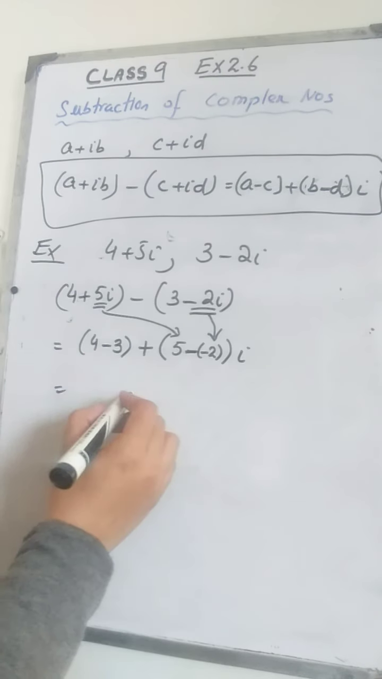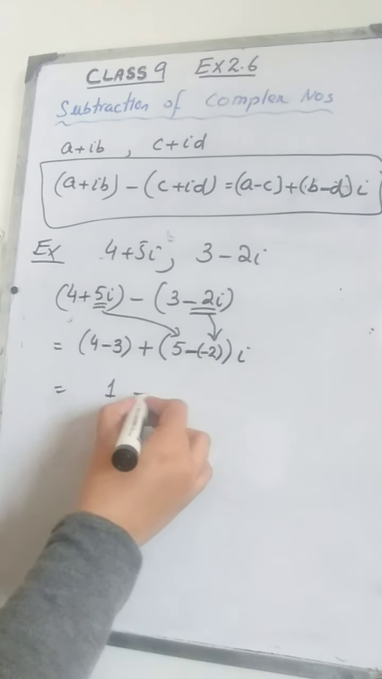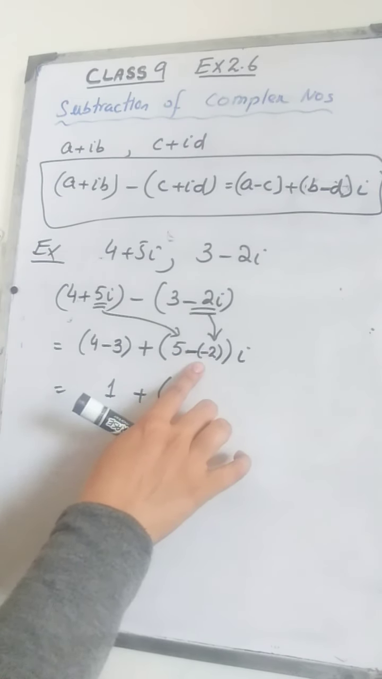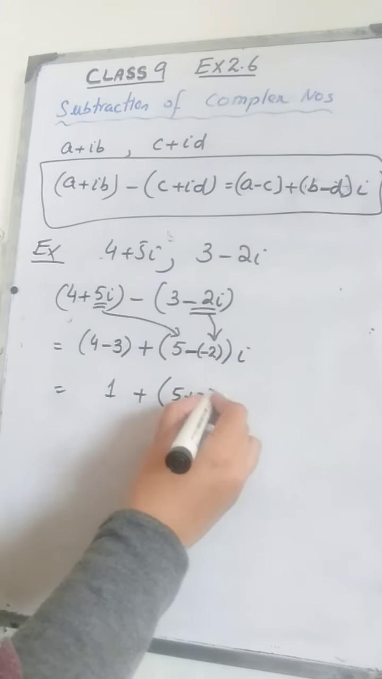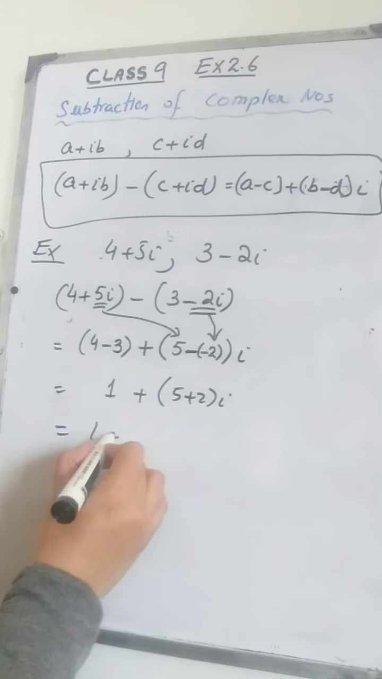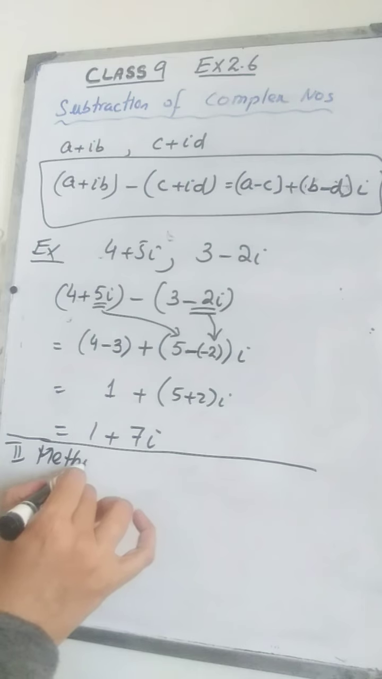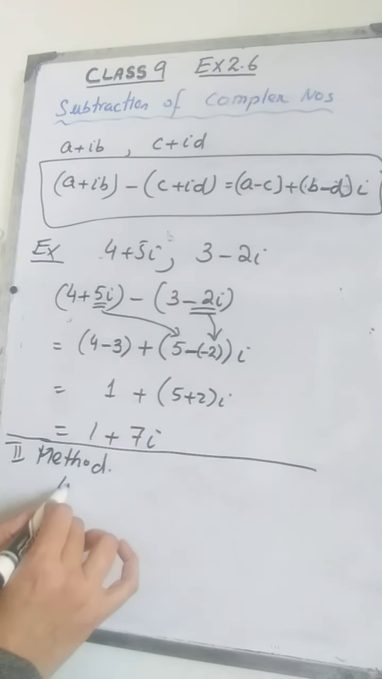4 minus 3 will be equal to 1, plus 5 minus 2 will be 5 plus 2, that is equal to 7, and 1 plus 7 iota. Now there is one second method of doing this. Second method, if you are easy with this method, you can also do it like this.